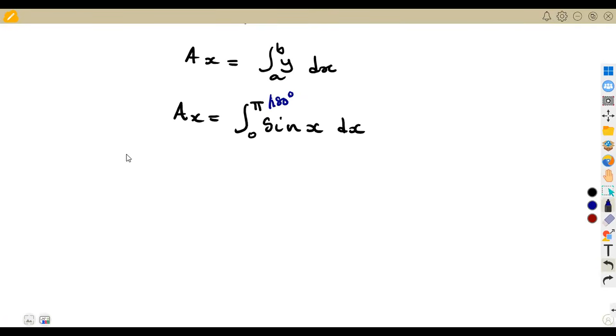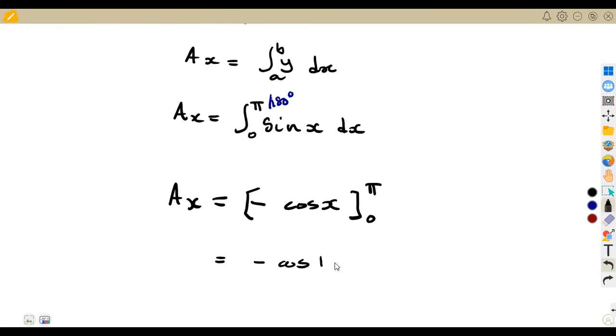Okay, so remember the integral of a sine. If you integrate a sine, it changes to a negative cos. So the integral will be a negative cos of x. So we're going to apply our limits in this case from pi, which is 180, to 0. That is upper limit minus the lower limit. So you substitute minus cos of the upper limit, which is pi, or 180 degrees, minus the lower limit, which is minus cos of 0, like this.